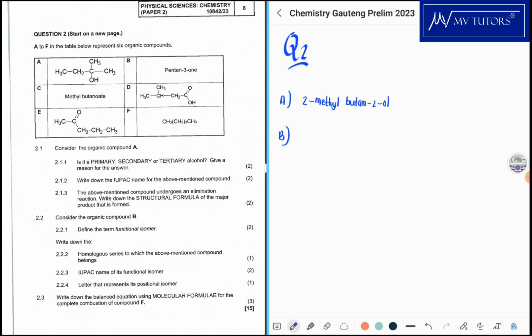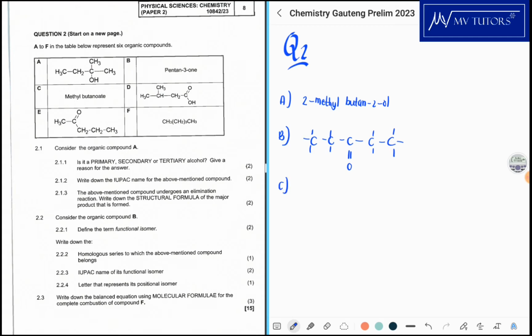Okay. And then B, we have pentan-3-one. Okay, so we have a ketone. We have 5 carbons. And on the third one, that's where we have our double bond to oxygen. All right, so that's our ketone. So if I were to have the structural formula, it would look like this. I'm not going to put in the hydrogens at this point.